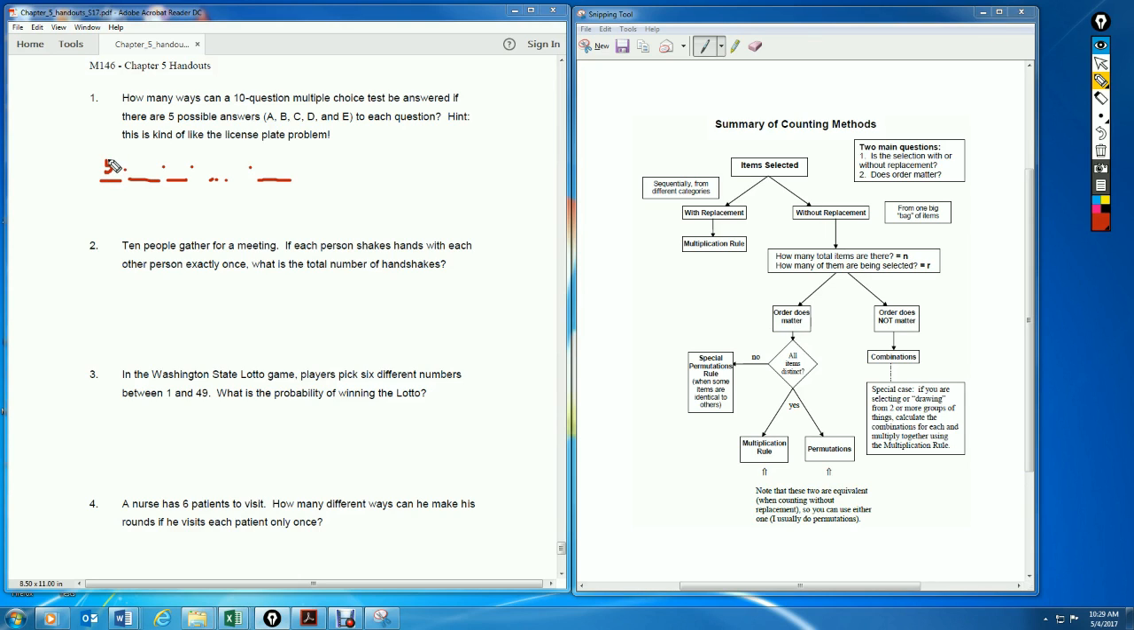So there's 5 ways to choose the first one, there's 5 ways to choose the second one, and so on, 5 for each one. And remember, there were 10 total. So in other words, it's ultimately going to be 5 raised to the 10th power. And if you multiply that out, it's 9,765,625.